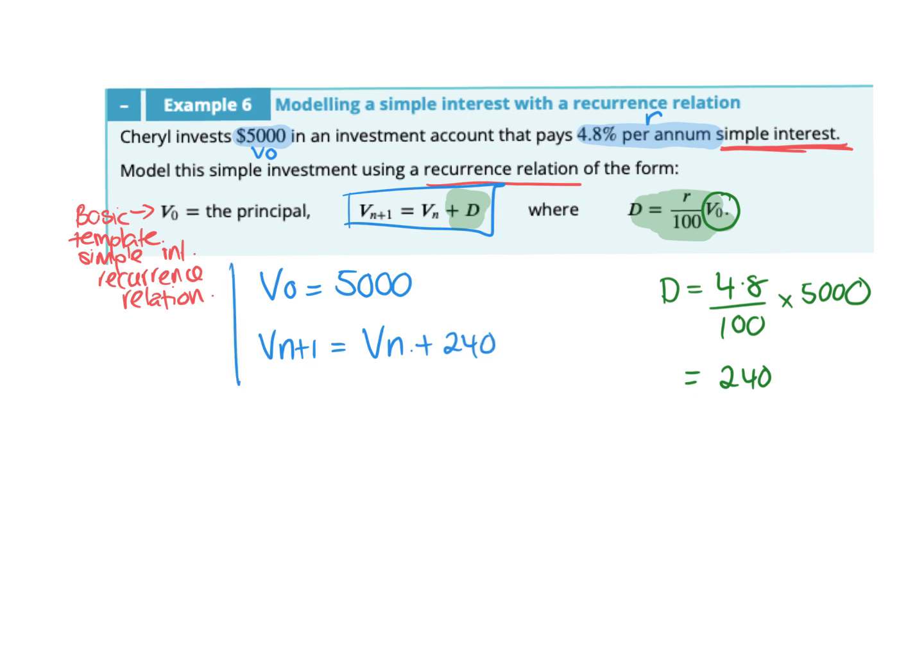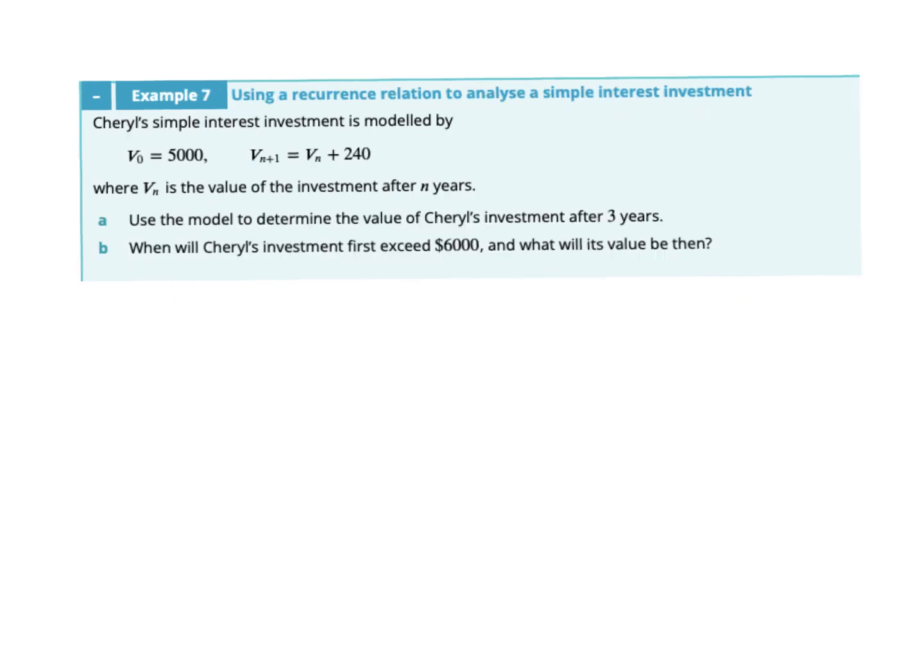So this is what the answer is. You must show that when they ask for a recurrence relation. You have to have V0 and you have to have the n plus 1 rule, whatever it is. And this one's a simple interest. Okay, so let's have a look at this next one.